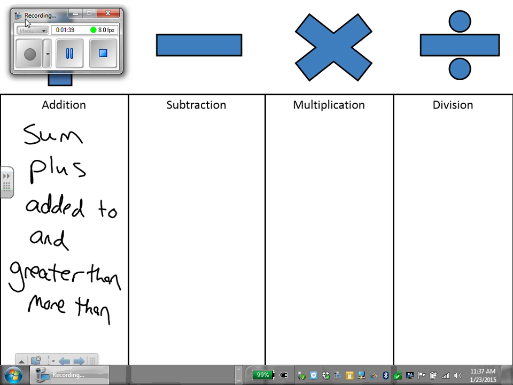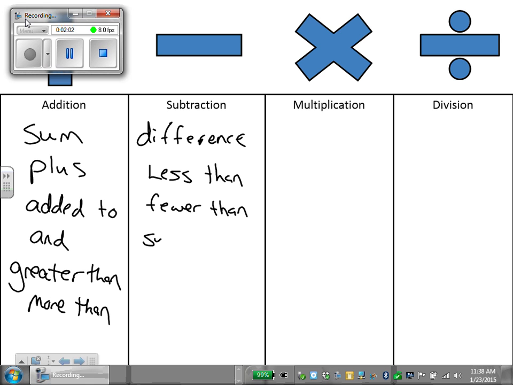How about subtraction? Difference. The difference of a number and 3. Very good. What else? Less than. And I'll say fewer than. Subtracted by or subtracted from. How about less? Or minus. A number minus 3. Now I'm going to highlight really quickly and talk about this.